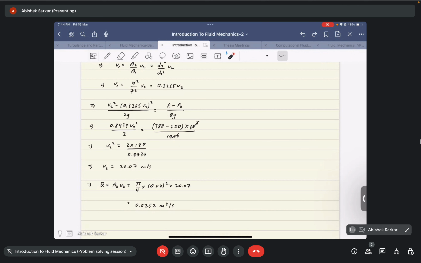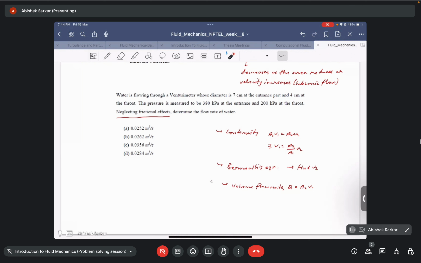I hope the solution was clear. Now if we compare the results to our given options, we get that the volume flow rate is equal to 0.0252 meter cube per second. So option A is the correct answer.